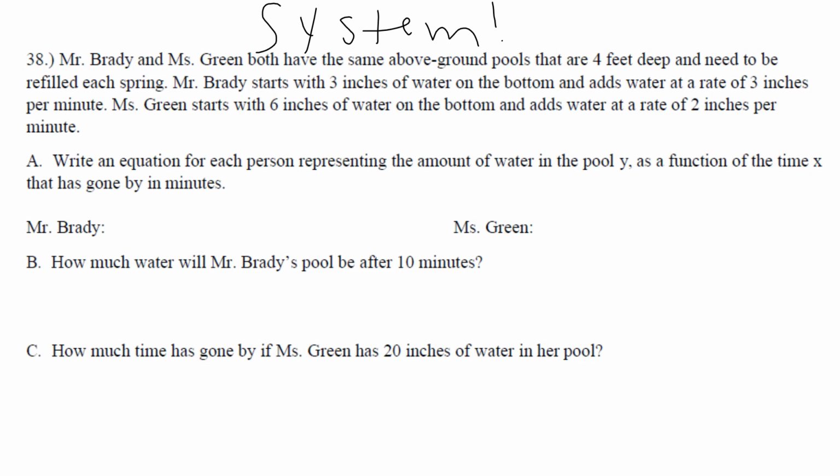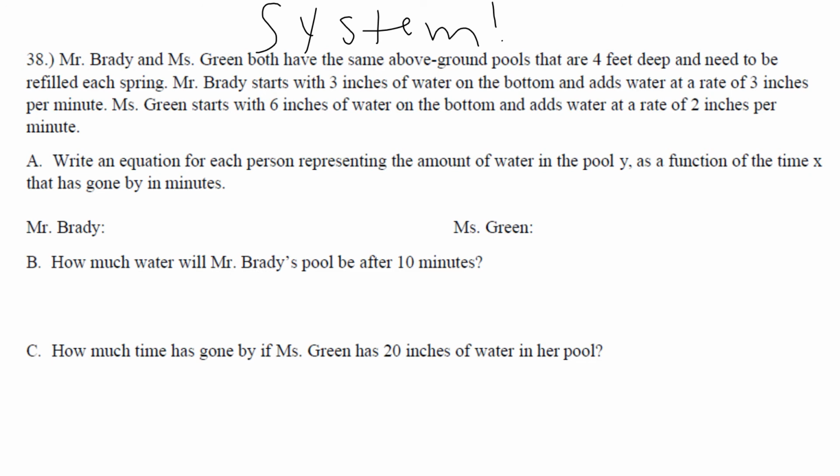So you have Mr. Brady and Miss Green, and they basically both have pools. They're both 4 feet deep, and they need to be refilled every spring. Mr. Brady starts with 3 inches of water at the bottom, and he adds water at 3 inches per minute. Miss Green starts with 6 inches of water and adds water at a rate of 2 inches per minute.